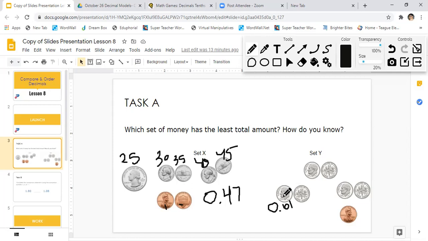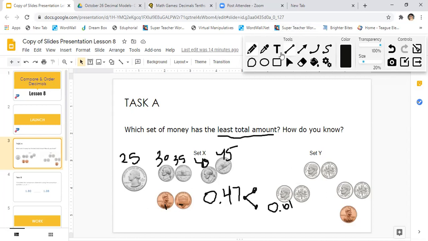What if you were buying a snack? And it was the same snack, would you want to buy the same snack that cost you 47 cents or 61 cents? Yes, definitely the one that has the least total amount, 47 cents, because you want to pay the least amount as possible. You want to get your snacks on sale. That's why 47 cents is less than 61 cents.